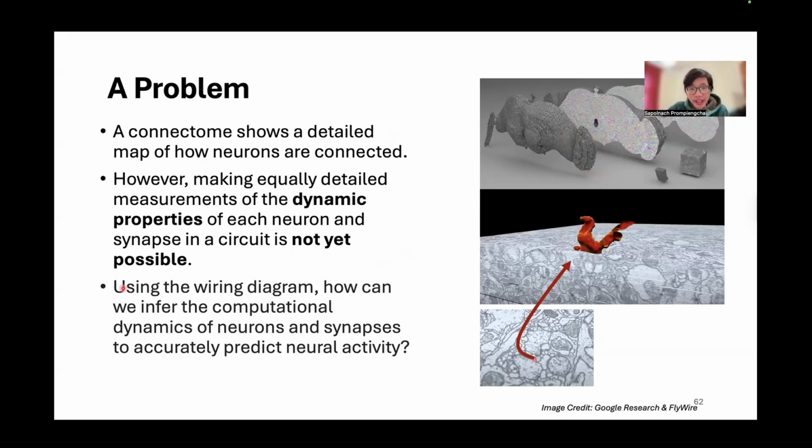So the question is, using this dead fly brain wiring diagram, how can we infer the computational dynamics of neurons and synapses to accurately predict neural activity? In other words, the computational dynamics of neurons and synapses is essentially that equation that I showed you. Can we somehow do that to accurately predict neural activity?